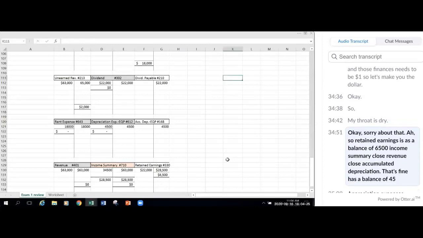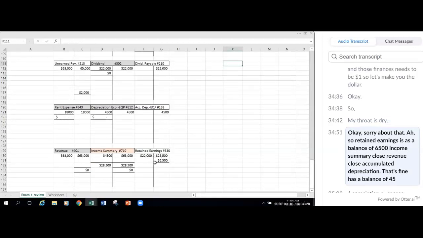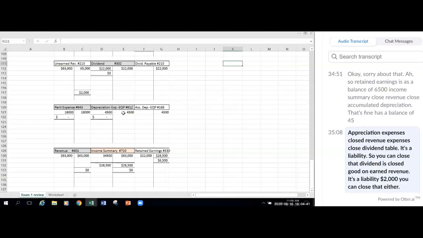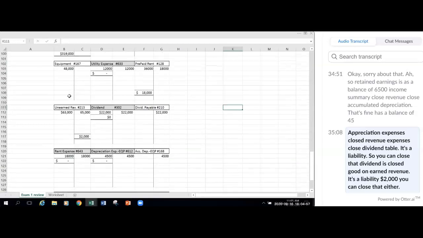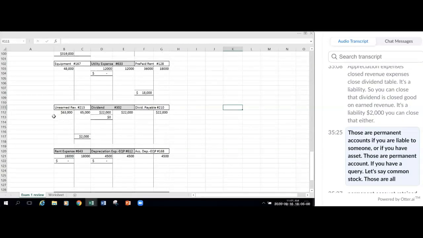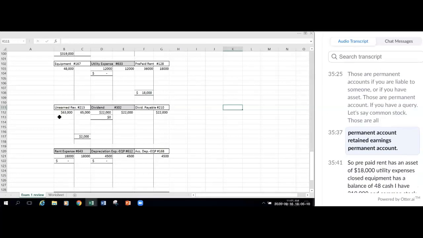Okay, sorry about that. So retained earning has a balance of 6,500. Income summary closed, revenue closed, accumulated depreciation, that's fine, has a balance of 45. Depreciation expense is closed, revenue expense is closed. Dividend payable, it's a liability, so you can't close that. Dividend is closed, good. Unearned revenue, it's a liability, $2,000, you can't close that either. Those are permanent accounts. If you are liable to someone or if you have an asset, those are permanent accounts. If you have equity, let's say common stock, those are all permanent accounts. Retained earning, permanent account.